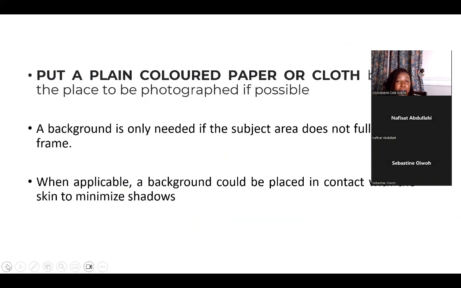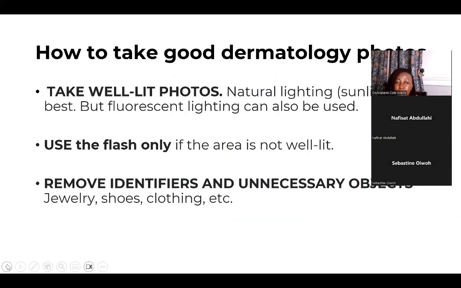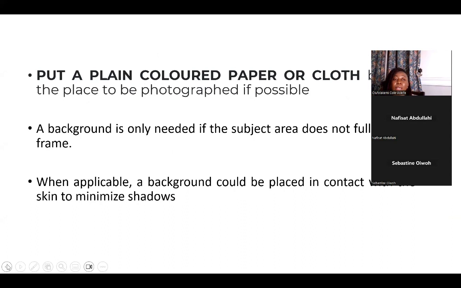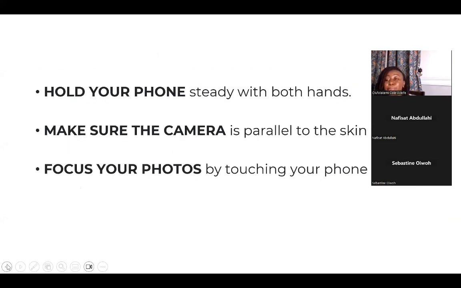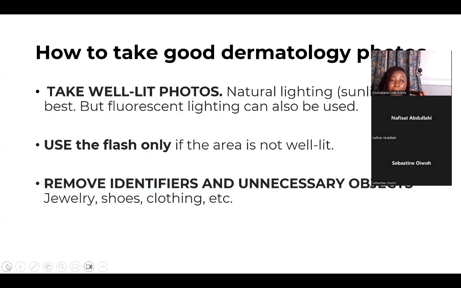So just a recap: well lit photos. Use the flash only if the area is not well lit. Remove identifiers. Put a cloth behind the part of the body to be photographed, if it's not a full body that takes the whole field. And make sure the background is in contact to avoid shadows. Hold your phone steady with both hands.